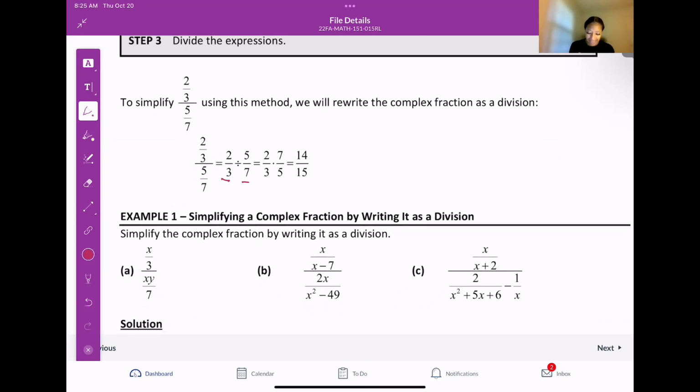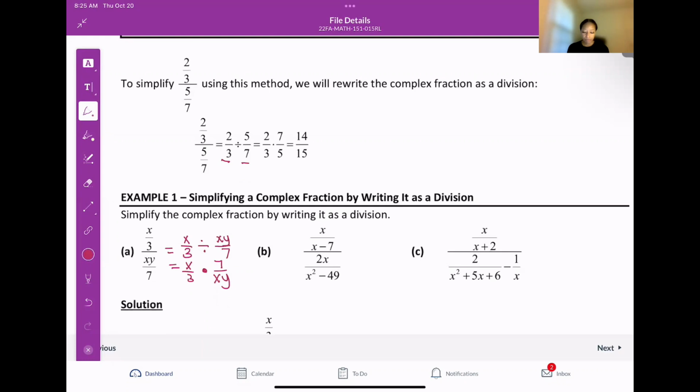For problem A, x over 3 over xy over 7. This would be x over 3 divided by xy over 7. And then from here, just do the same thing that we learned with division. Doing keep, change, flip, this would be x over 3 times 7 over xy. And then from here, we would want to cancel any common factors. We can cancel this x with this x. And our final answer would be 7 over 3y.